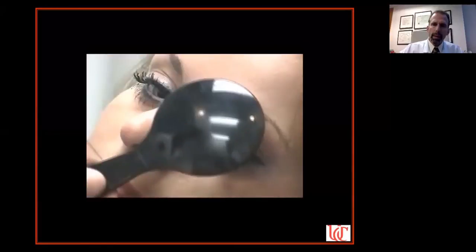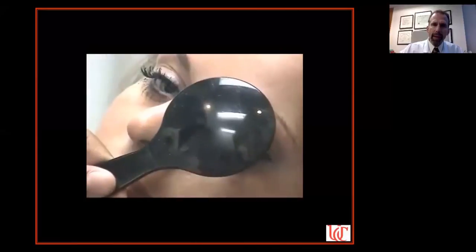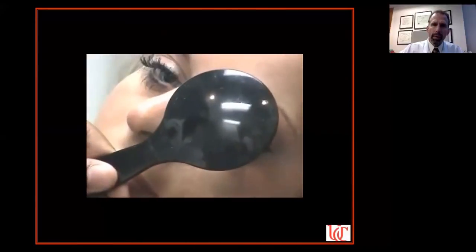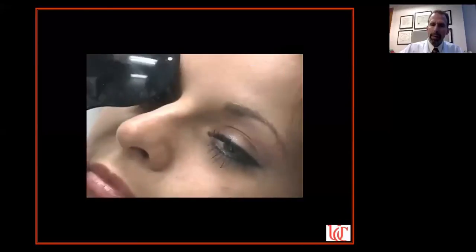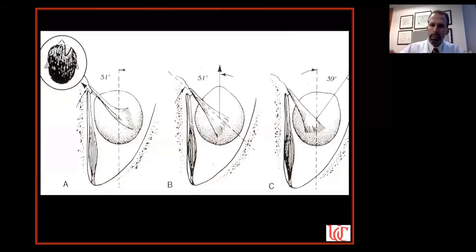And left hyper in left head tilt. It's subtle, but it's there. So bilateral fourth nerve palsy, motor vehicle accident, closed head injury. So remember this, and you can figure out what you need to figure out about fourth nerve palsies, I think.